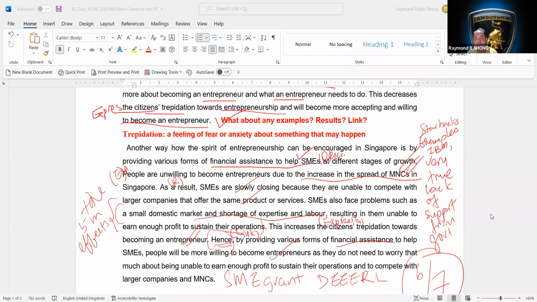People are unwilling to become entrepreneurs due to the increase in the spread of MNCs in Singapore. As a result, SMEs are slowly closing because they are unable to compete with larger companies that offer the same product or services. SMEs also face problems such as a small domestic market and a shortage of expertise and labor, resulting in them being unable to earn enough profit to sustain their operations. This increases the citizens' trepidation towards becoming an entrepreneur. Hence, by providing various forms of financial assistance to help SMEs, people will be more willing to become entrepreneurs as they do not need to worry that much about being unable to earn profit to sustain their operations and compete with larger companies and MNCs.